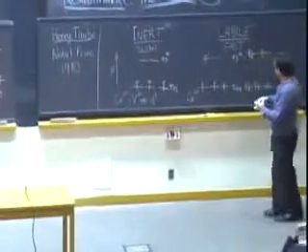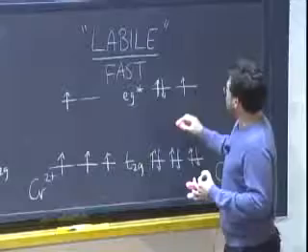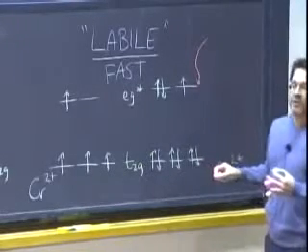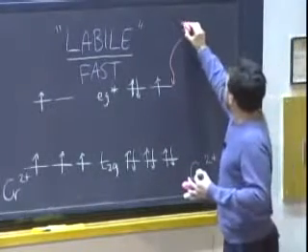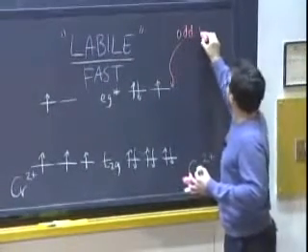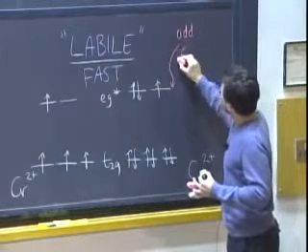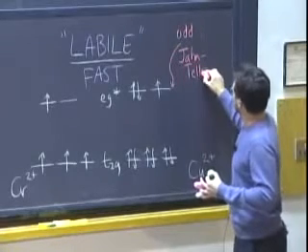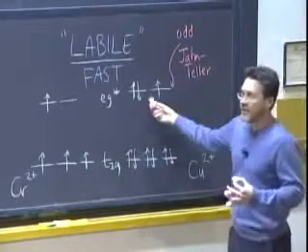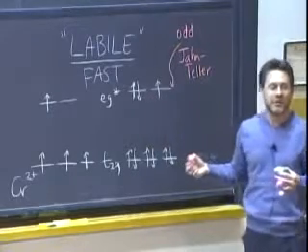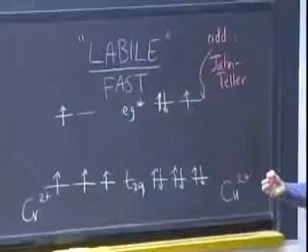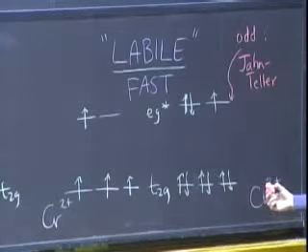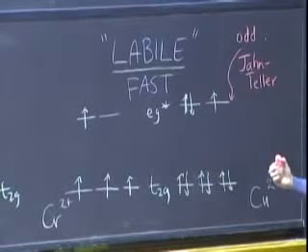There's an additional nuance, which is when Eg star is occupied by an odd number of electrons, we can get what's called a Jahn-Teller distortion. And that distortion is a structural response to the odd electronic population of Eg star. It's a distortion of the molecule that makes these systems, the chromium 2+ and copper 2+, the fastest of all the 3d metal ions for exchanging water molecules.